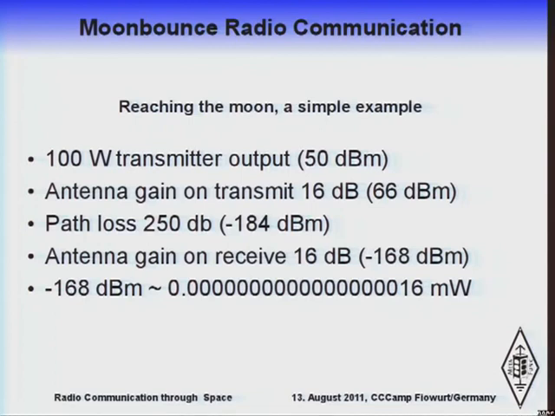Then there's the path loss, and 250 dB is actually quite a good average. We are around here. Of course, antennas work in receive as well. We have another gain, which is, of course, nice. So we come up with a signal that is minus 168 dBm, which is this number in milliwatt. It has 17 zeros after the decimal point, so it's not very strong. Try to power an LED with that, you won't get very far.